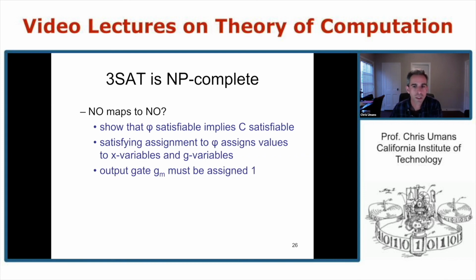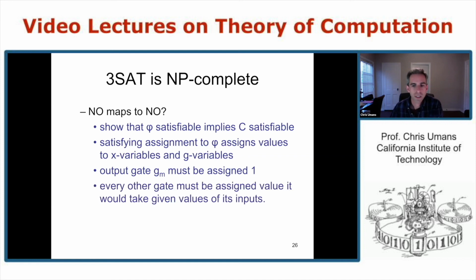We know, well, let's work our way down. We know that the output gate variable g sub m must be assigned 1 because we had that singleton clause at the very end, right? And every other gate has to be assigned the value it would take given the values of its inputs, because that's what our clauses forced, right? That was the only way you could satisfy those collections of clauses, 1 for each gate. And you have a satisfying assignment if we're talking about phi being satisfiable, so there's some assignment that satisfies all of these clauses simultaneously.